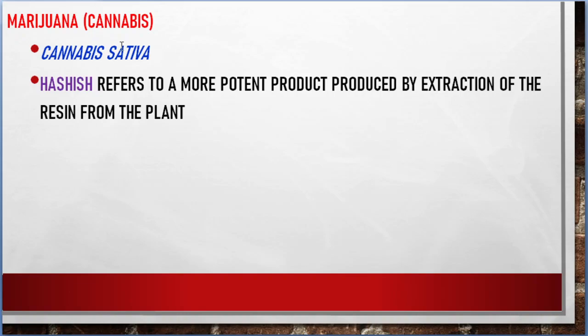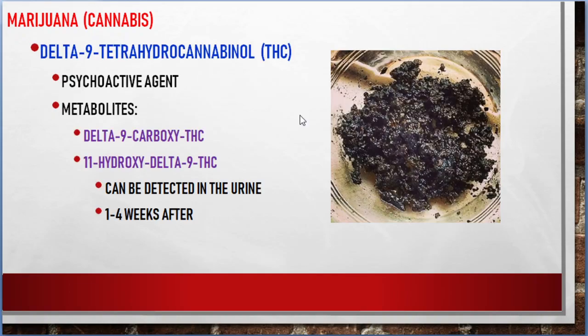Now, your marijuana, which is from your cannabis sativa, or your hashish, which refers to a more potent product produced by the extraction of the resin from the plant. So this is the resin actually of your marijuana. So this is somehow the purest form of your marijuana. The most active compound of your marijuana is your delta-9 tetrahydrocannabinol or your THC, which is a psychoactive agent. Metabolites, we have your delta-9 carboxy-THC, we have your 11-hydroxy-delta-9-THC, which can be detected in the urine 1 to 4 weeks after. So these are the metabolites now of your marijuana.